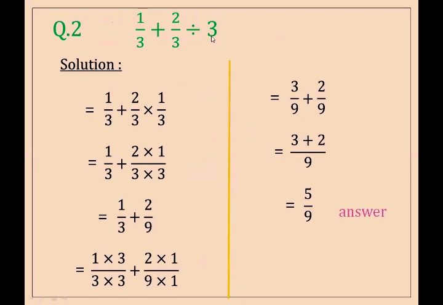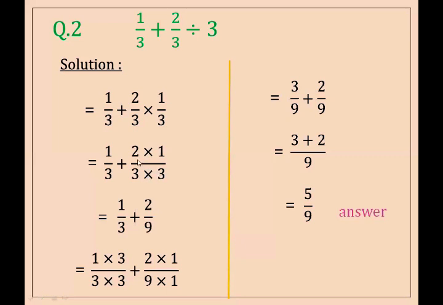This 3 is actually divided by 1. Here we write 1 upon 3 multiply and 2 upon 3 here. Now students, again 1 upon 3 as it is, plus sign as it is, but firstly we solve this multiplication according to DMAS rule. Here both are fractions, so we multiply numerator by numerator and denominator by denominator. So here we write 2 multiply by 1, and 3 multiply by 3 in the denominator.